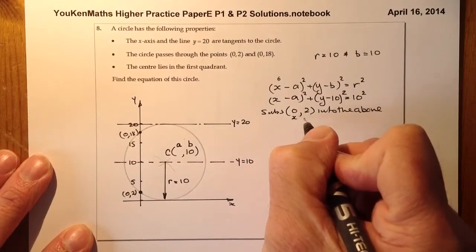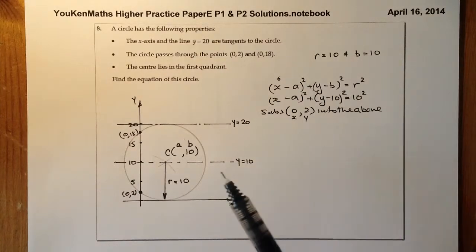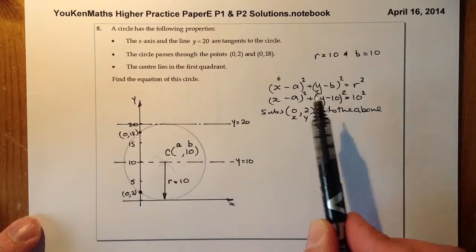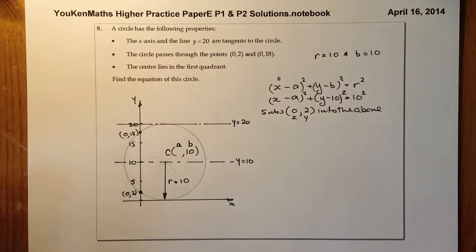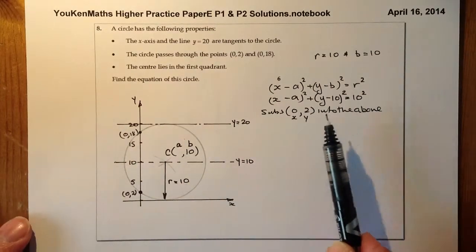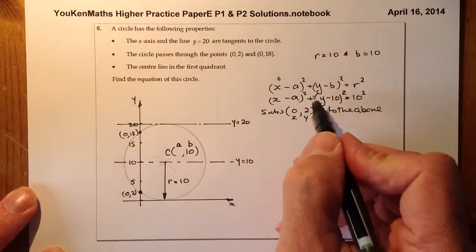Okay, and that's going to be my x, and that's going to be my y. What I'm looking for is that if I've got a point that's on the circle, then this side here should balance with that side there. And if I substitute that in, I'll find out the value of a. So, substituting into the above.